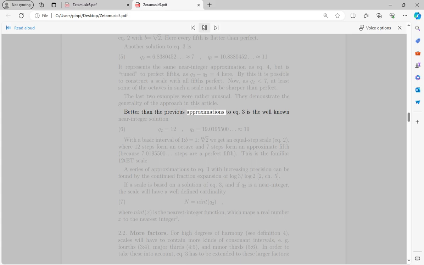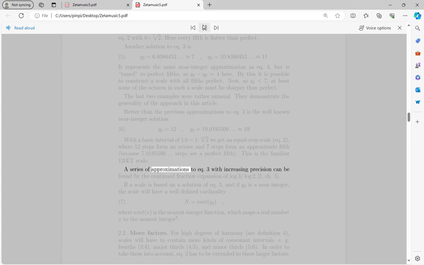Better than the previous approximations to equation 3 is the well-known near-integer solution, equation 6, q2 equals 12, q3 equals 19.0195500, almost equal to 19. With a basic interval of b equals the 12th root of 2 we get an equal step scale, equation 2, where 12 steps form an octave and 7 steps form an approximate fifth, because 7.0195500 steps are a perfect fifth. This is the familiar 12-tet scale.